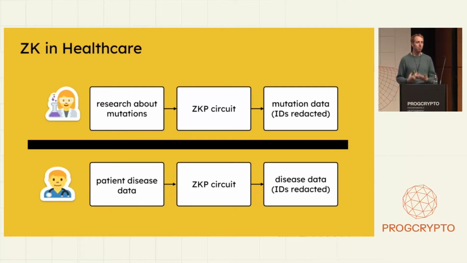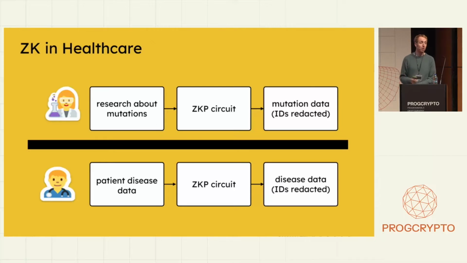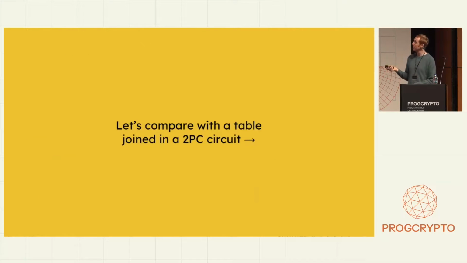And that will help us a lot with the research. So the ZKP version doesn't really work, right? Because it only allows the researcher to talk about the mutations and the hospital to talk about the patient data, but it doesn't allow them to coordinate and work together.